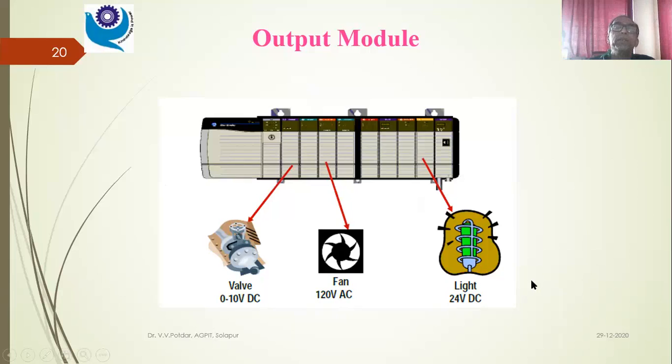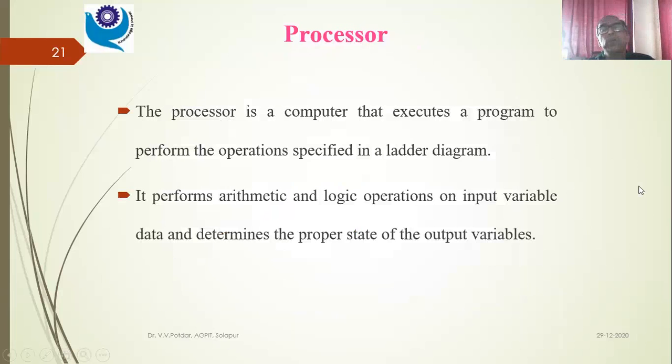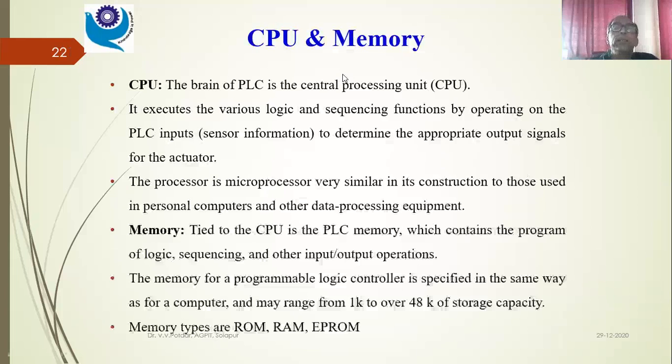Then the processor is a computer that executes a program to perform the operation specified in a ladder diagram. It performs arithmetic and logic operations on input variable data and determines the proper state of the output variables. Then CPU and memory. The CPU is the brain of the PLC, the central processing unit.